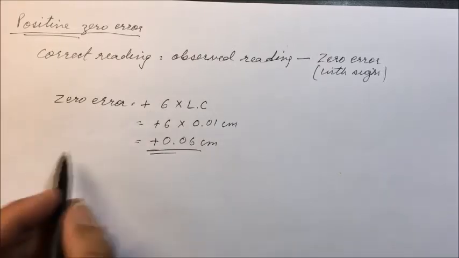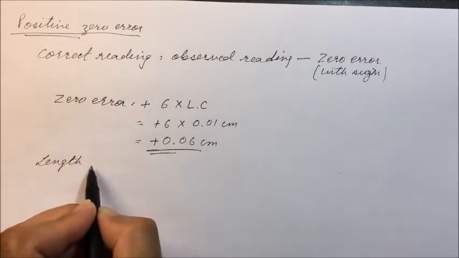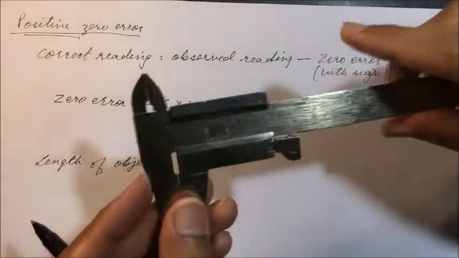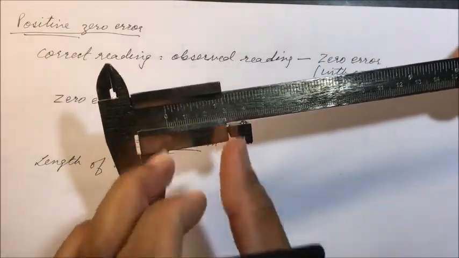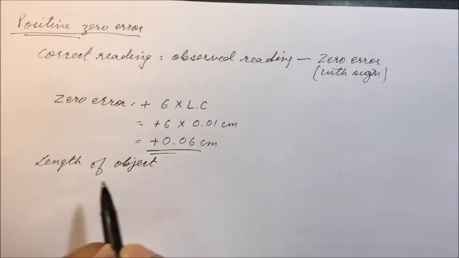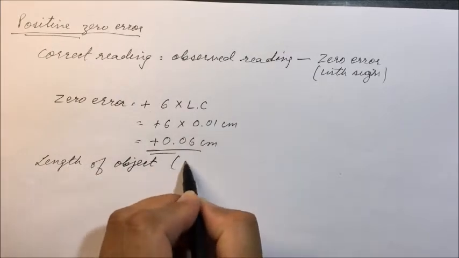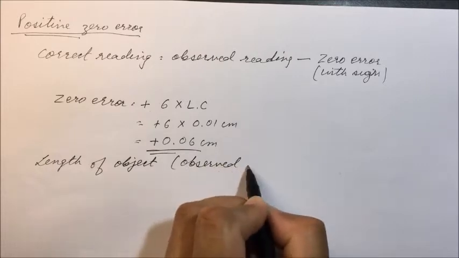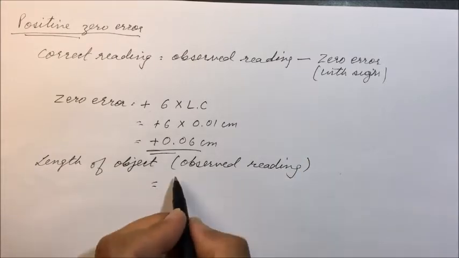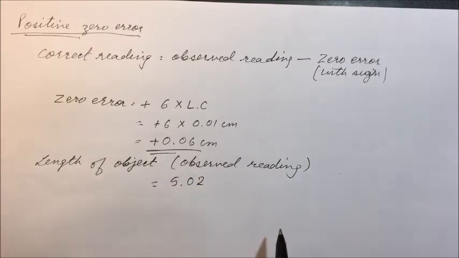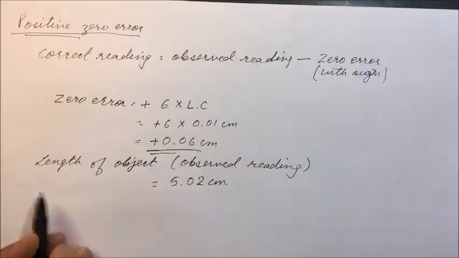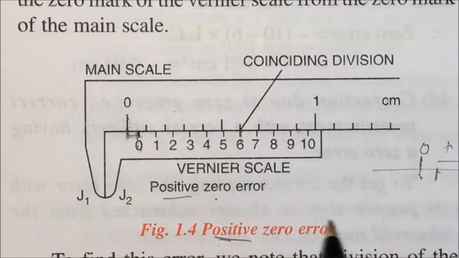Now for example, the length of the object we measured using this vernier calipers and we got the observed reading. This vernier caliper, for example, is having zero error of plus 0.06 centimeter. So the observed reading, for example, is 5.02 centimeter.